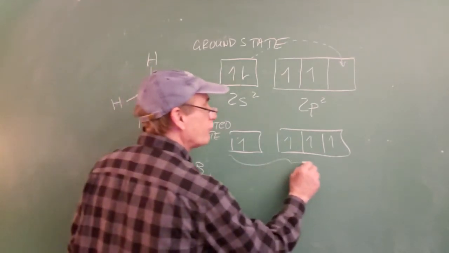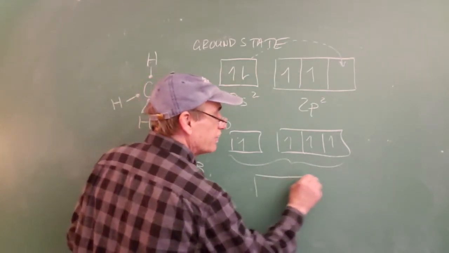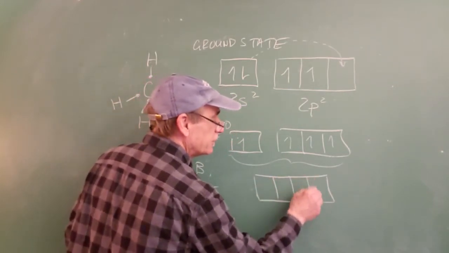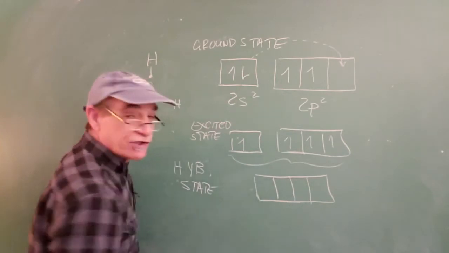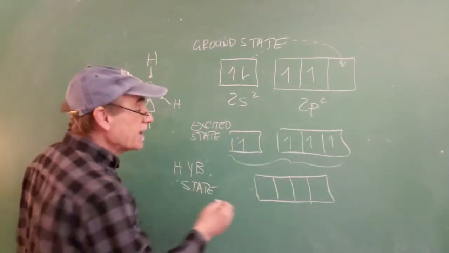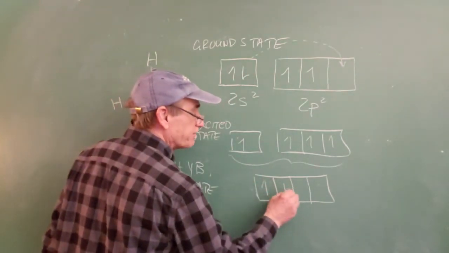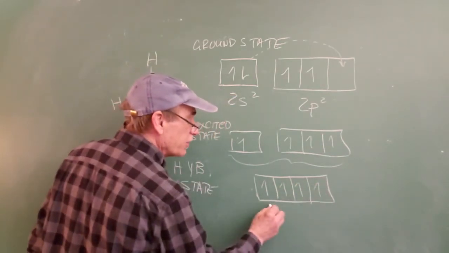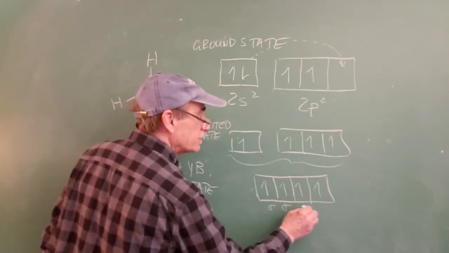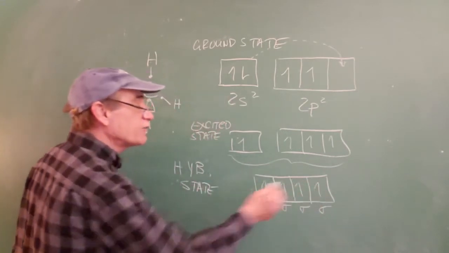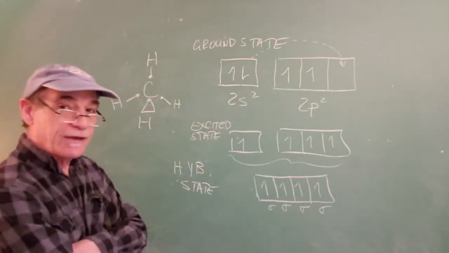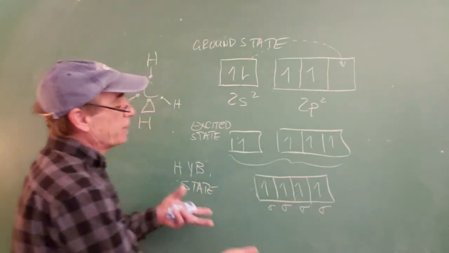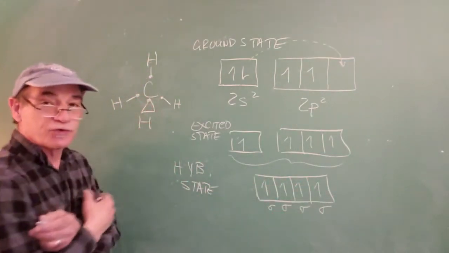I'm going to draw all 4 boxes together. This is just to imply that they're now all of equivalent energy and equivalent shape. And now I've got an electron in each one. This explains how I could have 4 equivalent sigma bonds to those 4 hydrogen atoms. All right, so in essence what I've done is made a box diagram that was consistent with my Lewis structure.